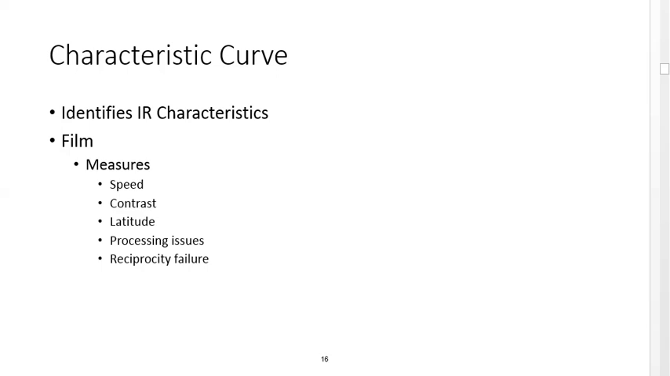Now, reciprocity failure, we could also assess if our chemistry was good, our developer temperature was good, our drying cycle was good, and our exposure was good, but we suddenly lost density from one day to another, then we've got a problem inside of our machine, and that would manifest itself as reciprocity failure.